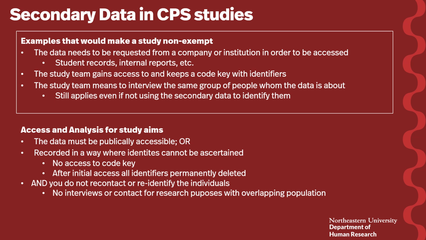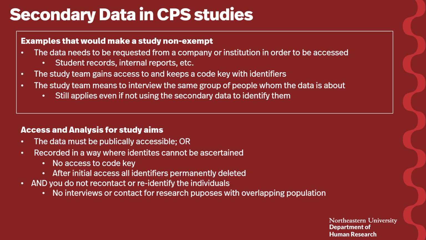To give some examples, the IRB sees this in CPS studies when the dataset needs to be requested in some way in order to be accessed, which is common for data such as student records, internal company records, and so on. Or the study team describes in their protocol that they will have access to a code key, making the data identifiable, or that they plan to do additional study activities such as interviews, surveys, or focus groups with whom the secondary data is about.